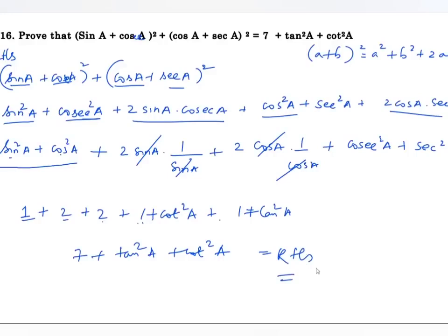Use the reciprocal and identities 1, 2 and 3. You should use all the identities. That is, sin square A plus cos square A is 1, and 1 plus tan square A equals secant square A, and 1 plus cot square A equals cosecant square A.